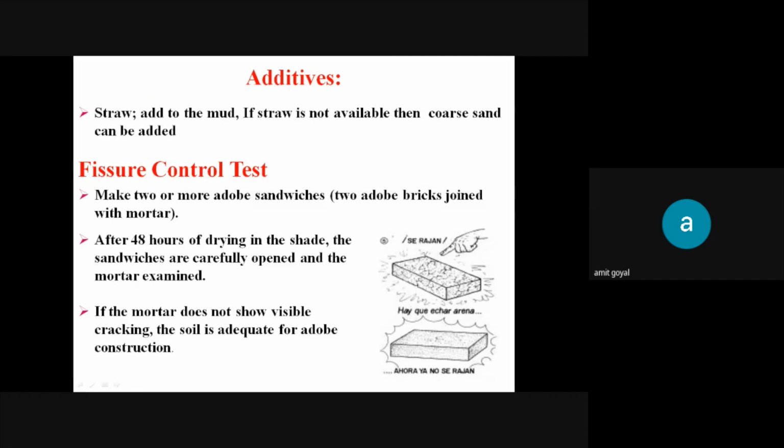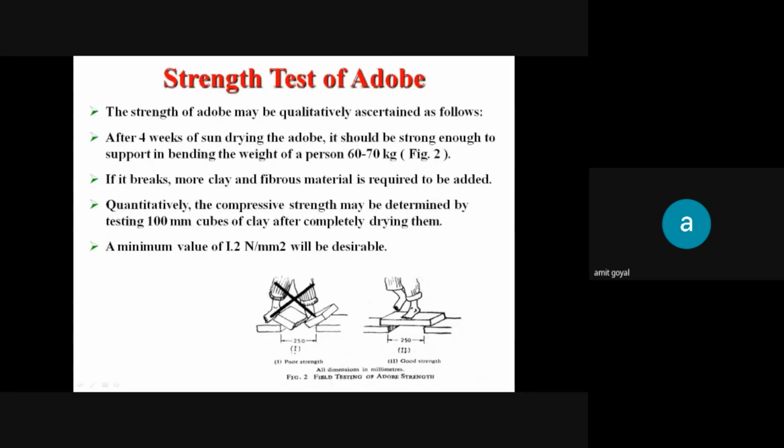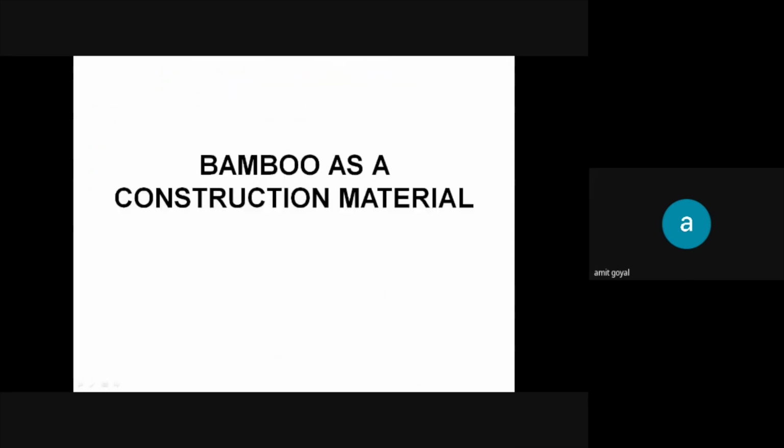Just make one brick and dry it for 48 hours in a shed. If you see cracks in the brick, that mud is not good for construction. Stand a 60 to 70 kg person on that brick, it should not break. The minimum compressive strength of that mud must be 1.2 Newton per mm square, it is desirable. Now, another energy efficient construction material is bamboo.